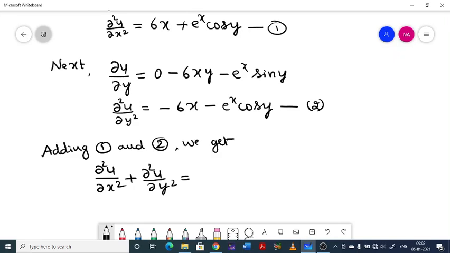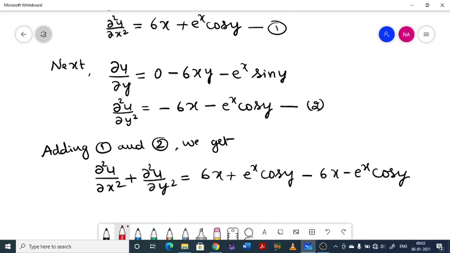equal to, now write down the right hand term of equation 1, which is 6x plus e power x cos y. Right hand term of the second equation, minus 6x minus e power x cos y. So 6x gets cancelled, e power x cos y gets cancelled, remaining 0. Therefore dou square u by dou x square plus dou square u by dou y square equals 0.